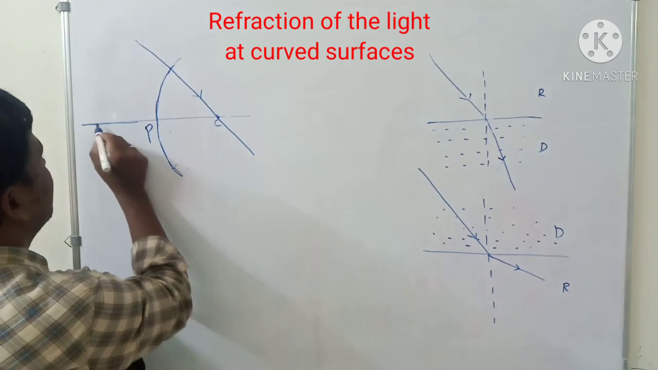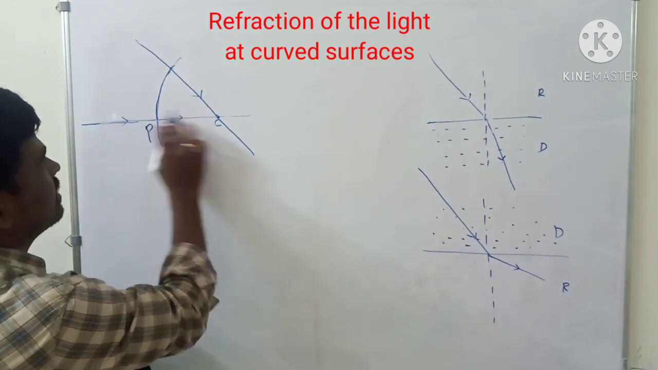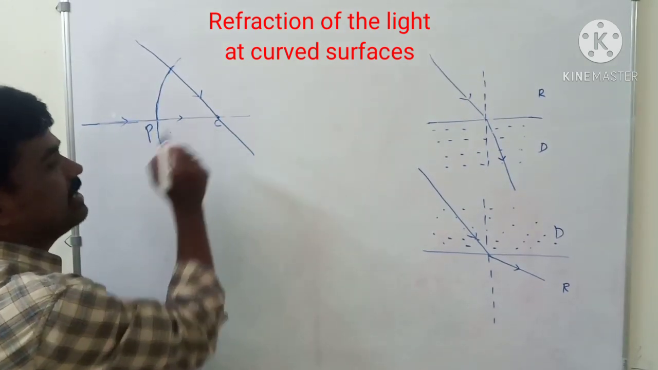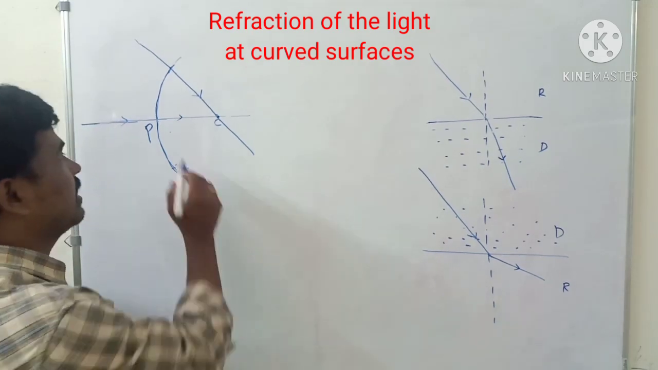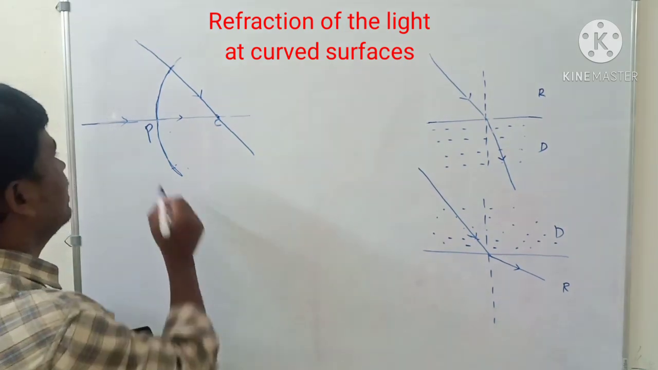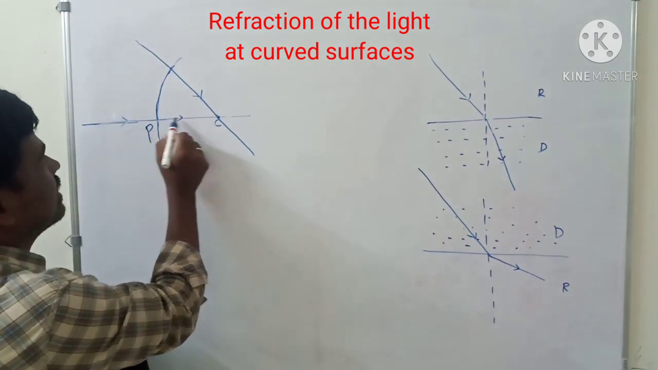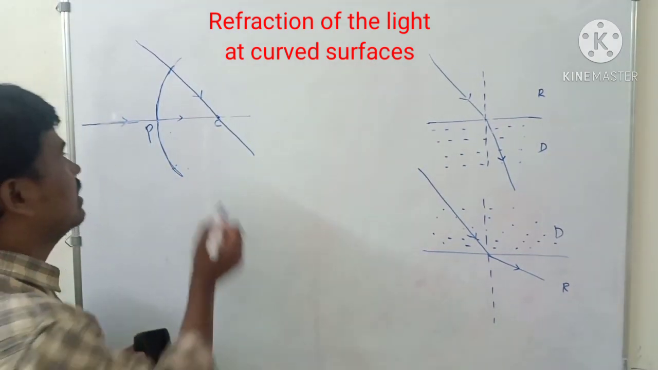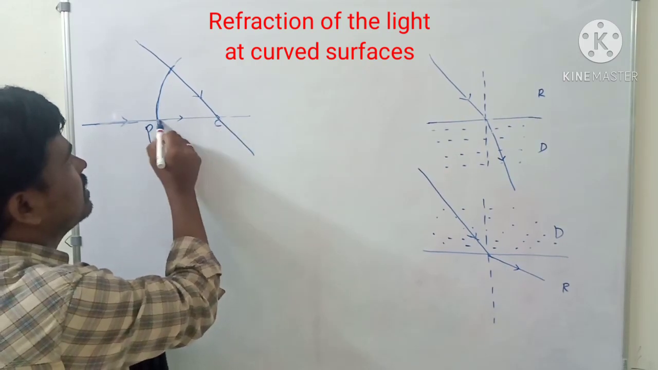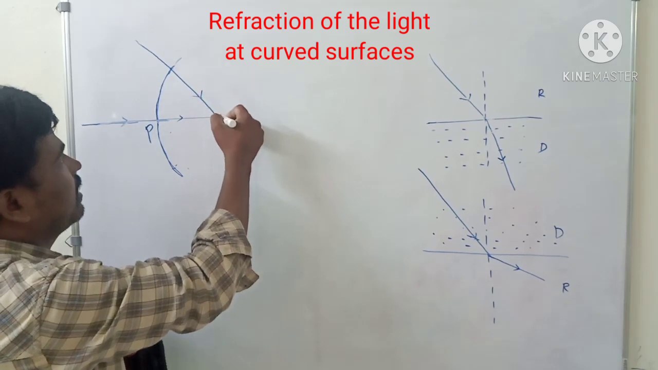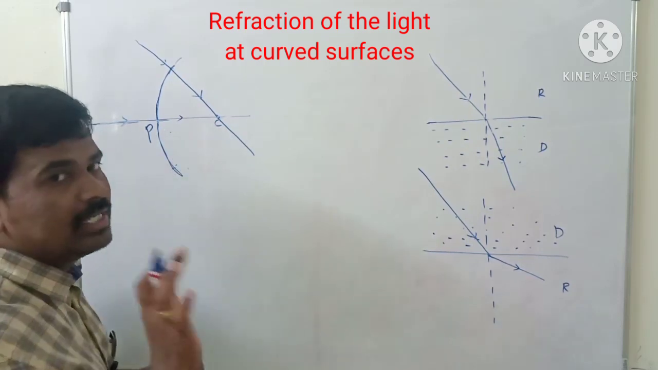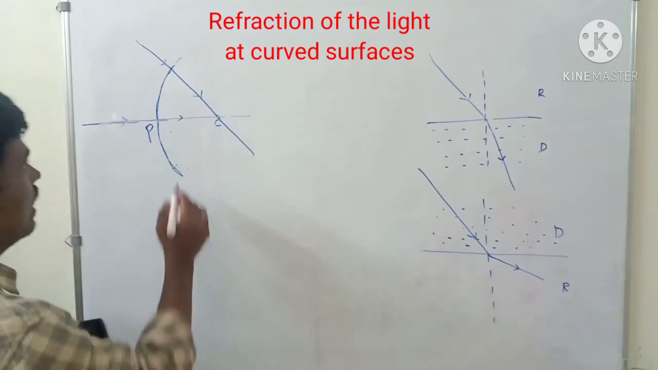And the second case is if the ray is going through the principal axis. What is the principal axis? The line which connects pole and center of curvature is called the principal axis. If any ray goes through the principal axis, that also doesn't deviate, because the principal axis is also a normal, connecting at C. So the rays which are going through the normal don't deviate. Okay, so let us take another example.